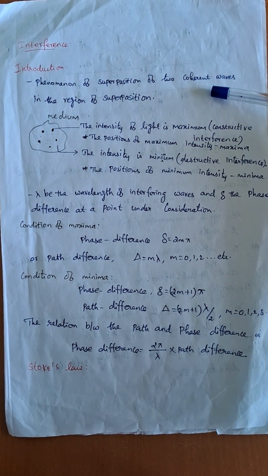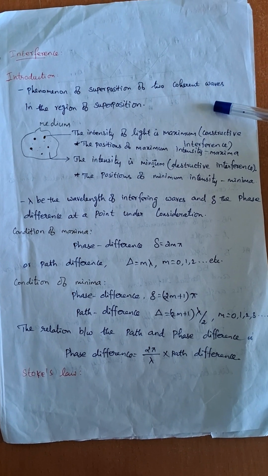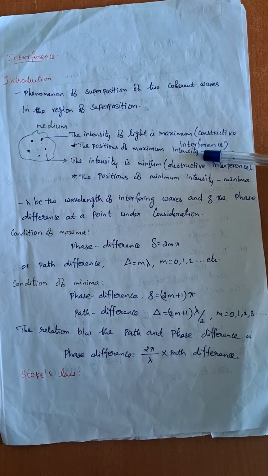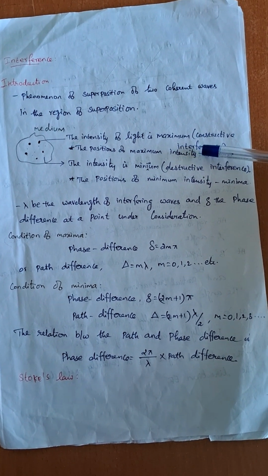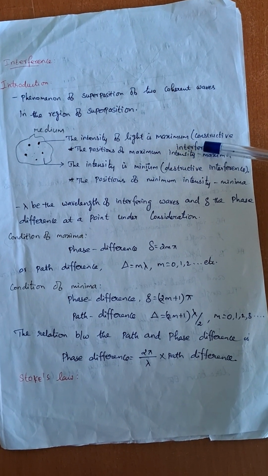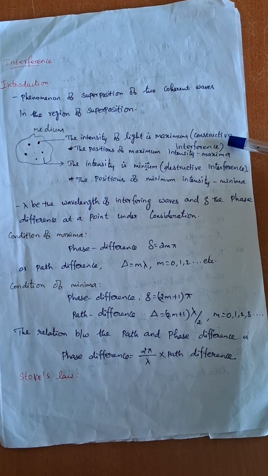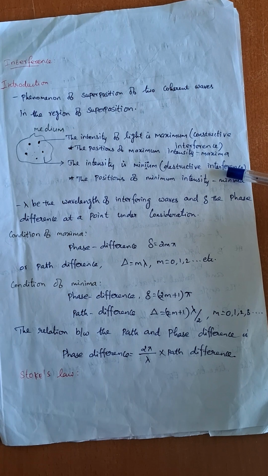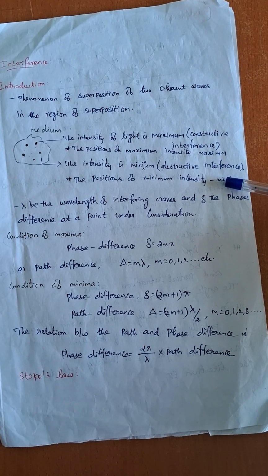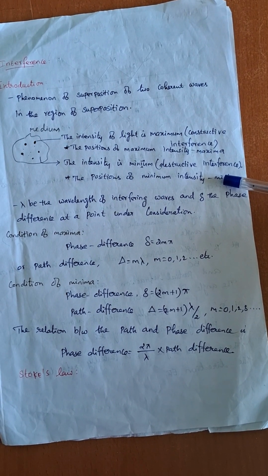Interference means the phenomenon of superposition of two coherent waves in the region of superposition. We have to consider a medium. This medium consists of bright spots and also dark spots. The bright spot is called maximum intensity, or constructive interference. If the intensity is minimum at a place, that point is called destructive interference.